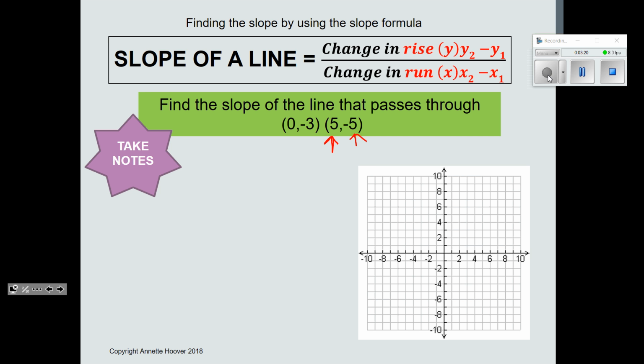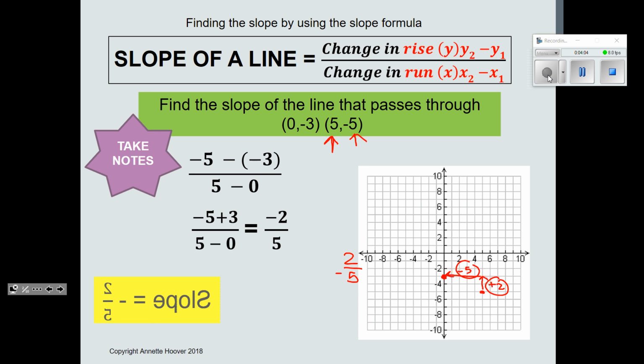We can prove it by graphing this over here. If we were to graph the ordered pair 0, -3, it would be right here. And if we were to graph 5, -5, it would be right here. So if you look at the slope, which is rise over run, we rise 2, a positive 2. We go to the left, a -5. Rise over run would be 2 over -5, which is -2/5. So we can prove that indeed that is the slope, using the slope formula.